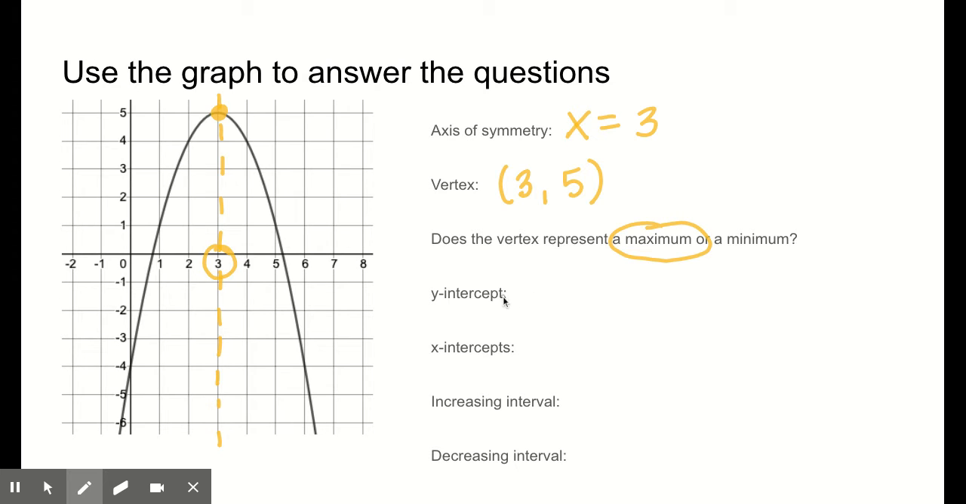The y-intercept, that's where our graph intersects the y-axis. That's this point right here. Again, it's a point on the graph, so we need to state it as an ordered pair. So the y-intercept is (0, -4).